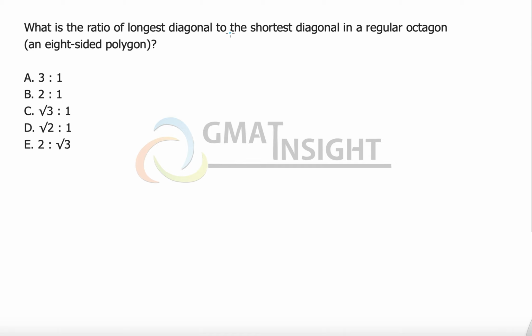What is the ratio of the longest diagonal to the shortest diagonal in a regular octagon? An octagon is an 8-sided polygon in which all the sides are equal as well as all the angles are equal. So let's quickly draw a regular octagon.